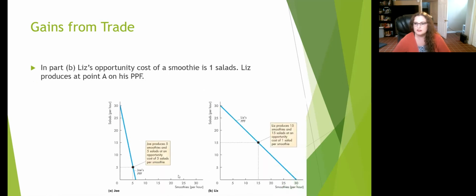Now let's look at Liz. Liz can make 30 salads, the same number of salads as Joe in an hour, or she can make 30 smoothies if she makes 0 salads. So her production possibility frontier has the same y-intercept, but the x-intercept is much further out, because maybe she's a little bit more efficient. Maybe she's making smoothies for a longer amount of time. People still love smoothies with their salads, so she's going to make an equal number of both. If she splits her time half and half, she can make 15 salads and 15 smoothies.